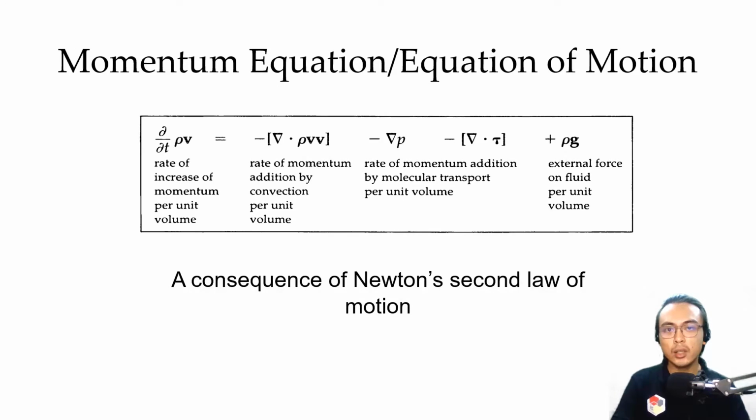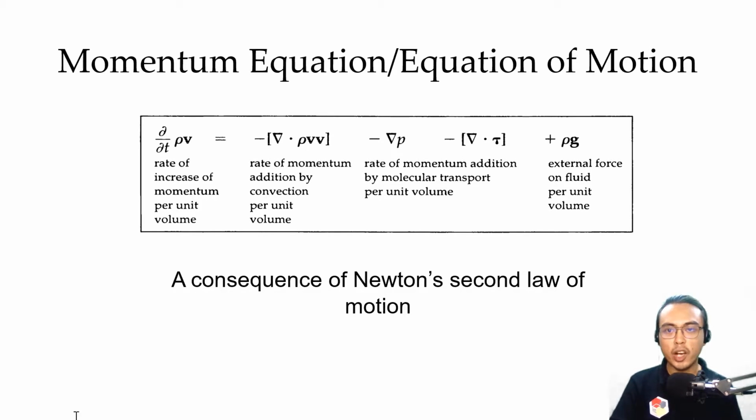Okay? Next, let's have Newton's second law of motion. A direct consequence of Newton's second law of motion is what we call the momentum equation, or simply the equation of motion. Now, this is a little bit more complicated than the continuity equation. So, let's discuss every term.